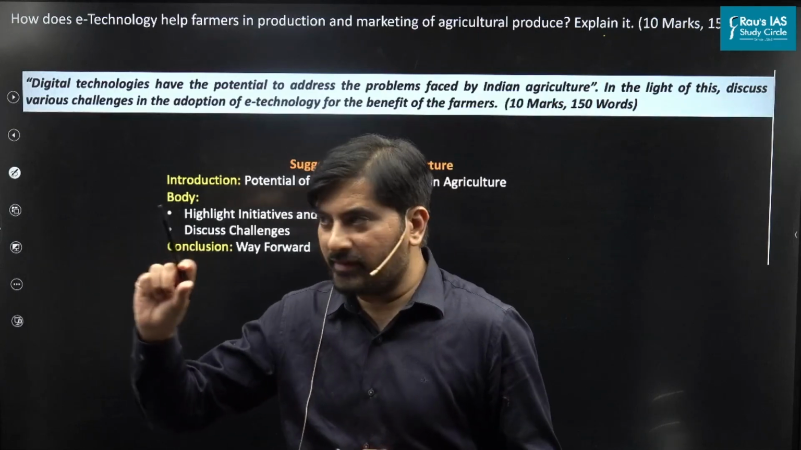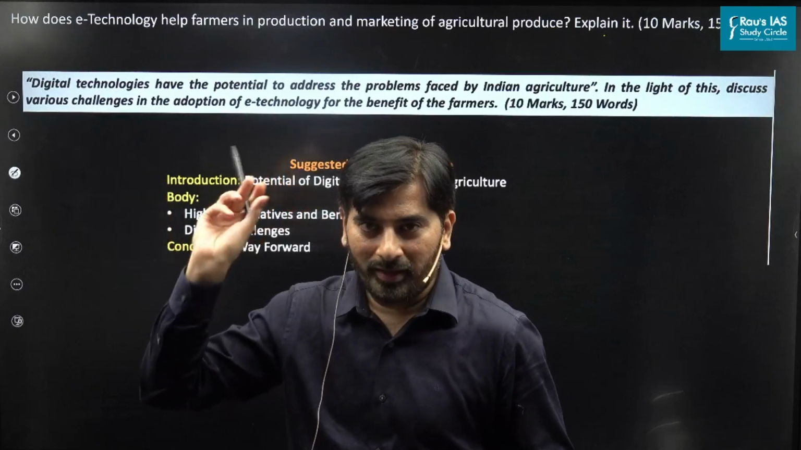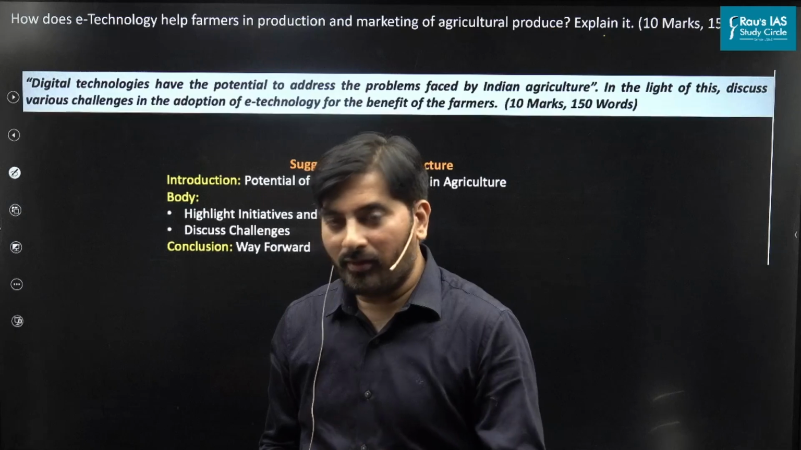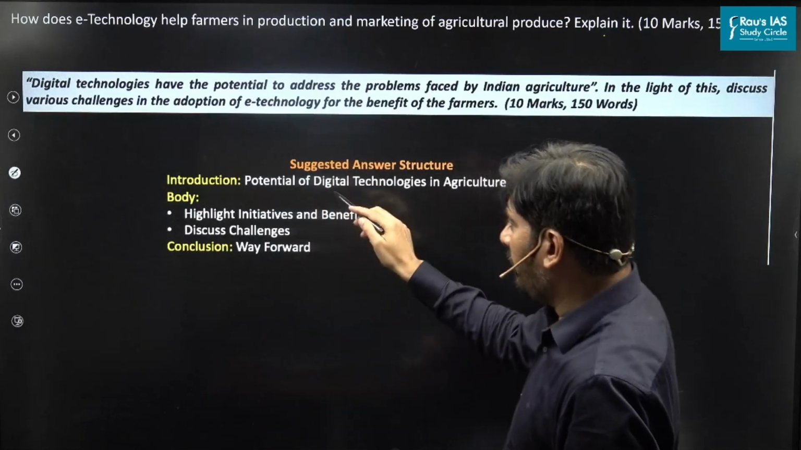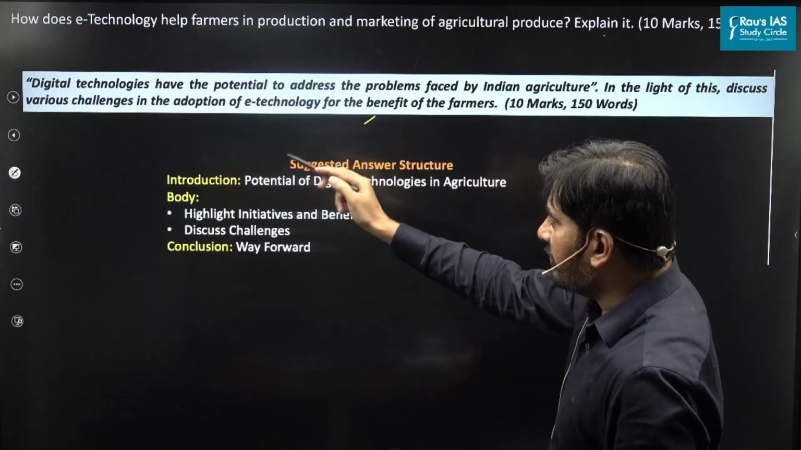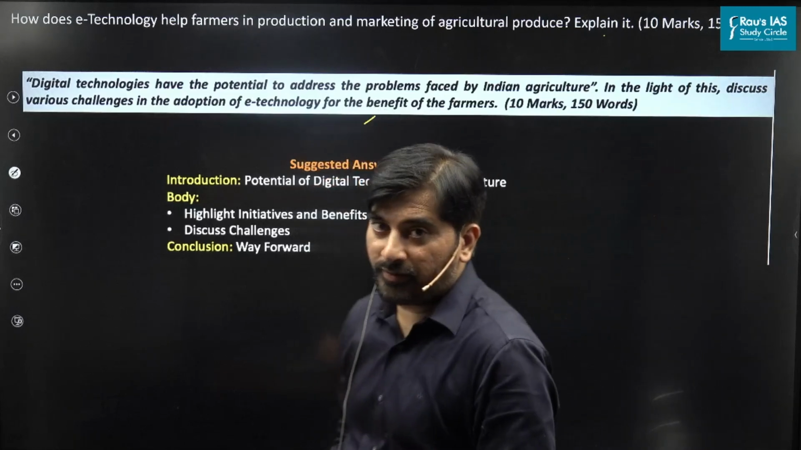In your syllabus, there is a line, role of e-technology in the aid of farmers. From there, directly this question has been asked. So in our mains revision class PPT, I had incorporated this particular question about discuss various challenges in the adoption of technology for the benefit of farmers.